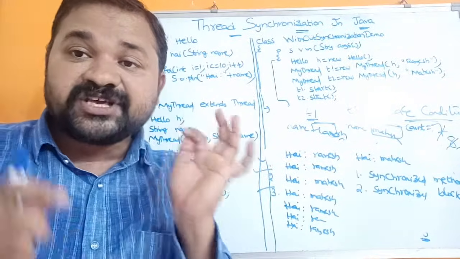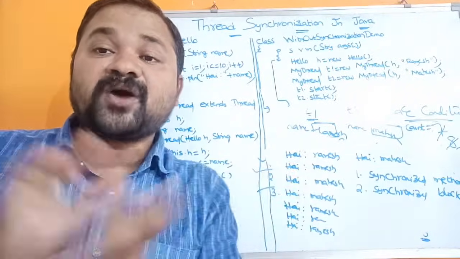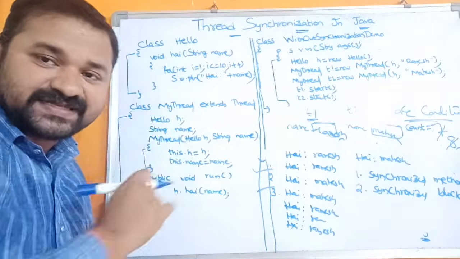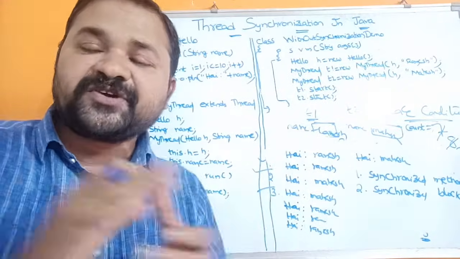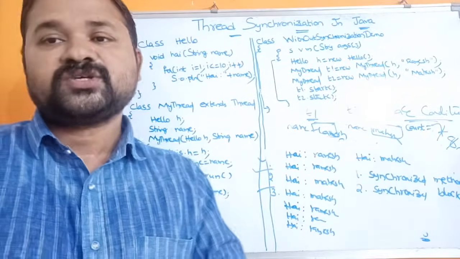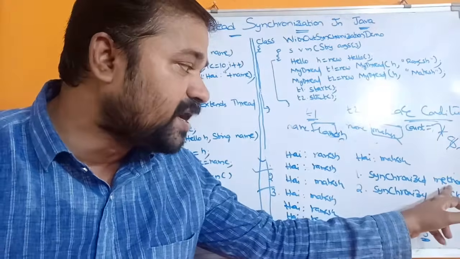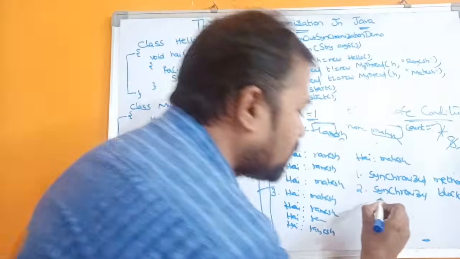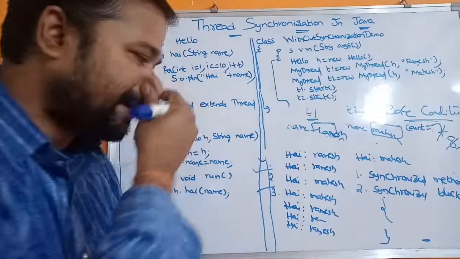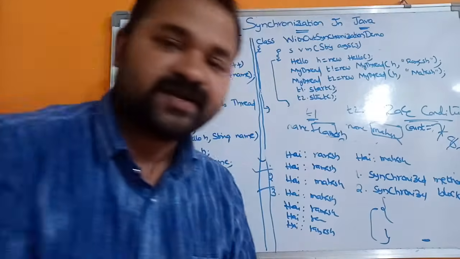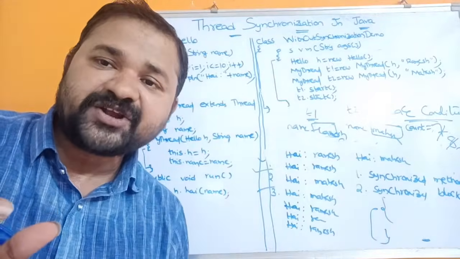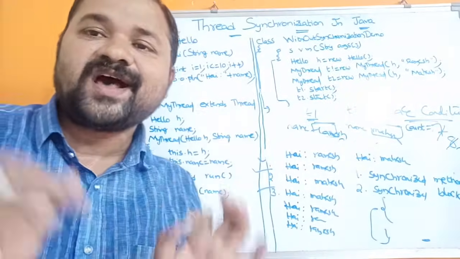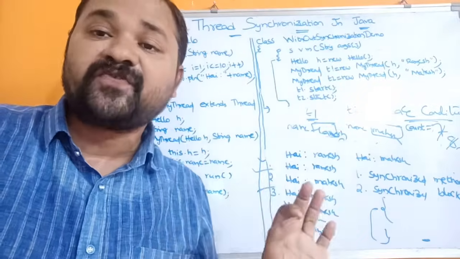As well as, synchronization cannot be performed on a class. We should not perform synchronization on a class. Next, we should not perform synchronization on a variable. So we can perform synchronization only on user defined methods and a block. We know what a block is: a collection of statements enclosed in curly braces. So we should not perform synchronization on predefined methods, on classes, or on variables.